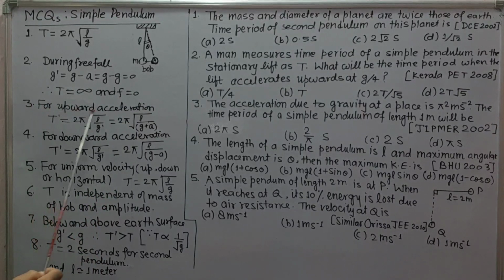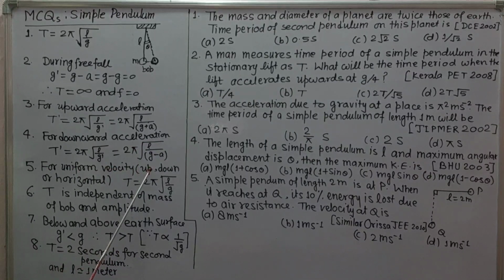Third, for upward acceleration, T dash is equal to 2 pi under root L upon g dash, which is equal to 2 pi under root L upon g plus a, because during upward acceleration g dash is equal to g plus a. Similarly, during downward acceleration g dash is g minus a, so T dash will be equal to 2 pi under root L upon g minus a.